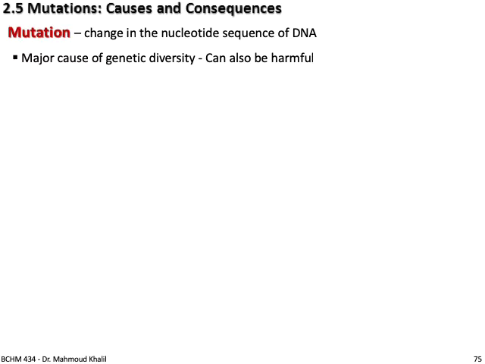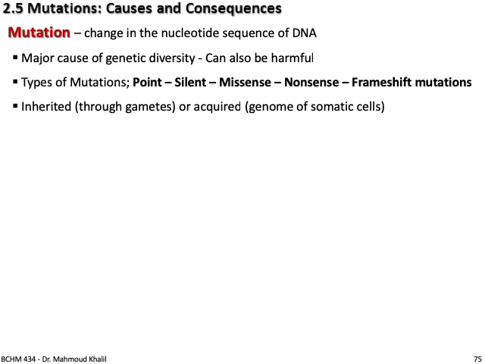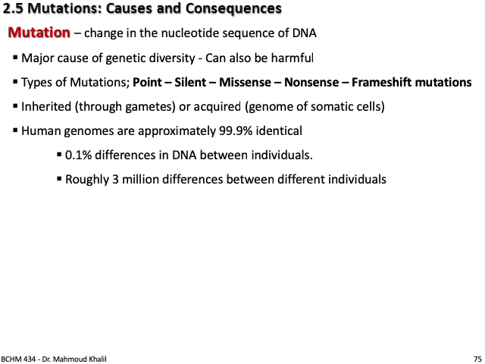The next subtopic is mutation, causes and consequences. Of course, mutation is a change in the nucleotide sequence of DNA. It's a major cause of genetic diversity, but can also be harmful. Types of mutation are point, silent, missense, nonsense, and frame shift mutation. These are inherited through gametes or acquired in the genomes of the somatic cells.